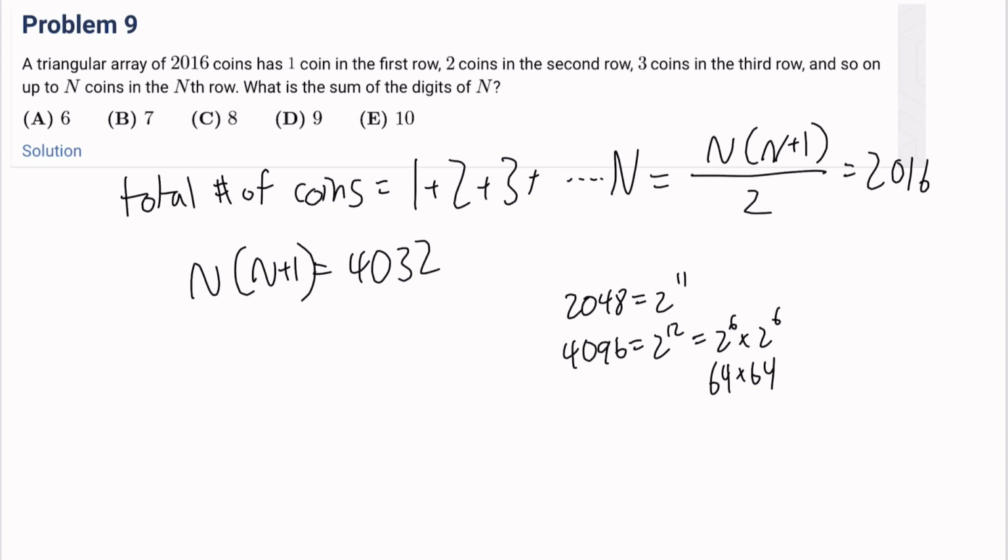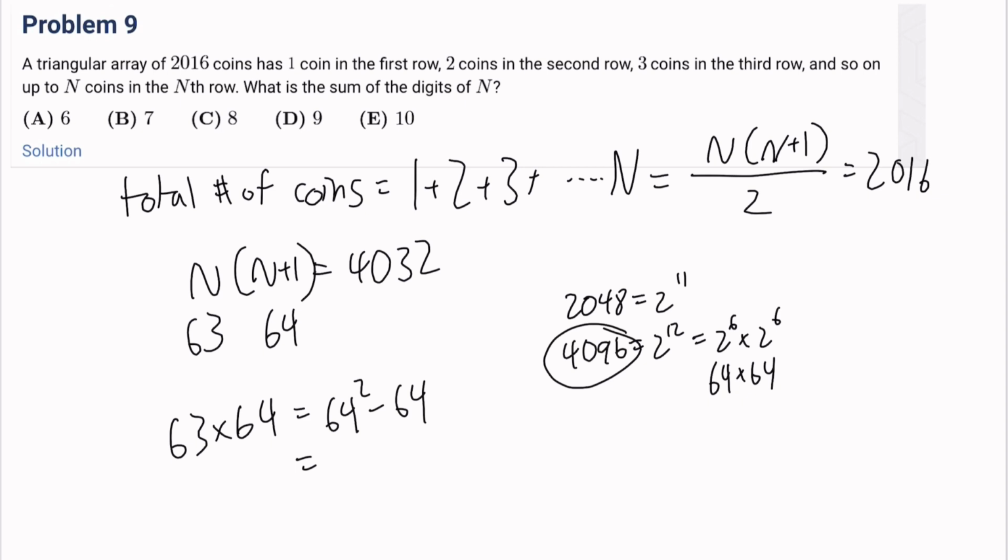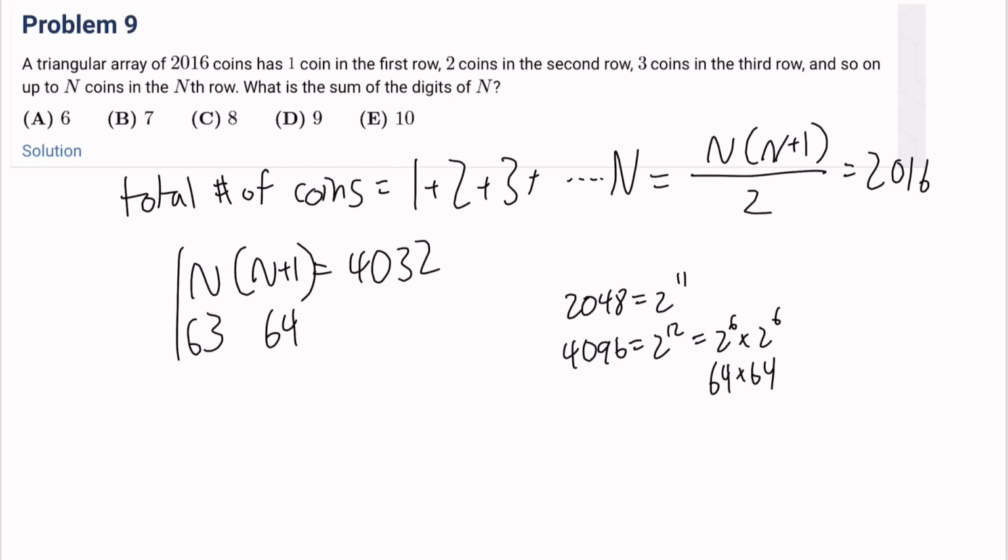So let's say that n plus 1 equals 64, then n would be 63, right? So 63 times 64 equals 64 squared minus 64, which is 4096 minus 64, and this is actually equal to 4032. So it is confirmed that n is 63, right? And so what's the sum of the digits of n?